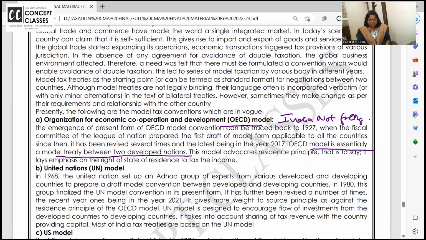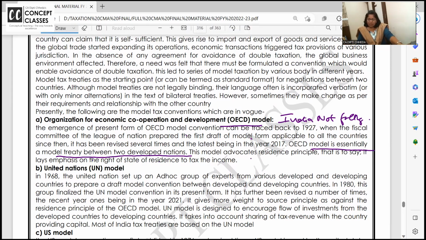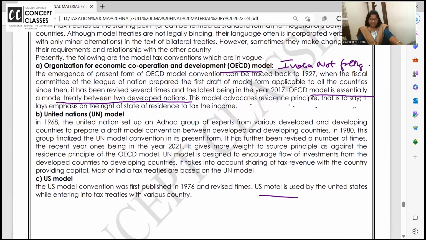OECD model is essentially a model treaty between two developed countries. This model advocates the residence principle. Okay, we are not following it.